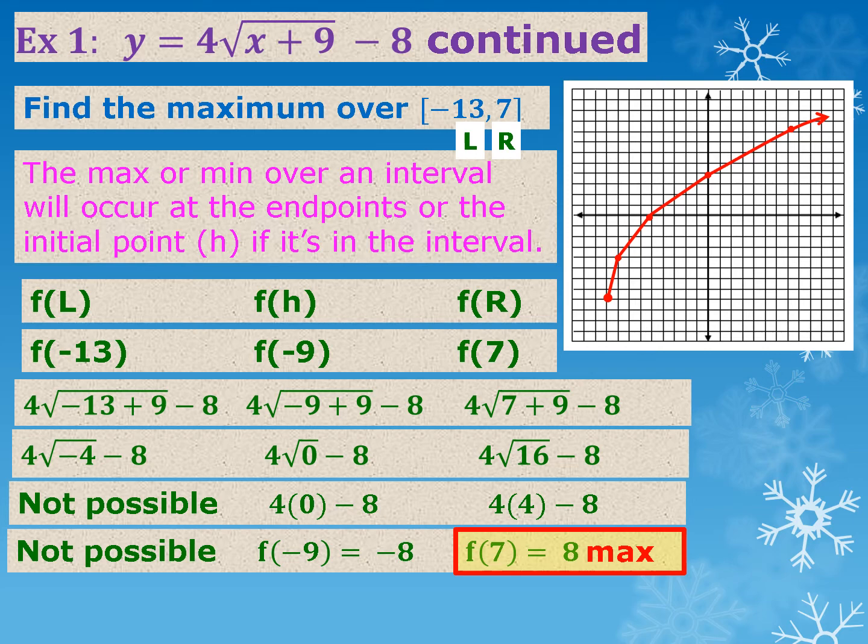Now remember, that's exactly how we want you to write your answers. f of 7 equals 8 max. Okay, so that's how we want your answer written.